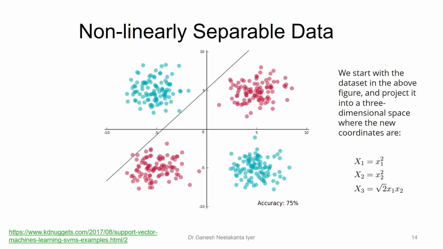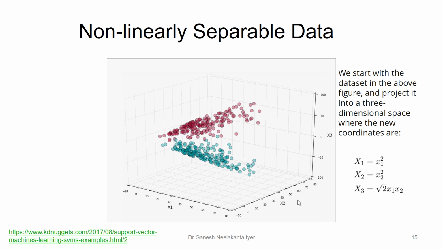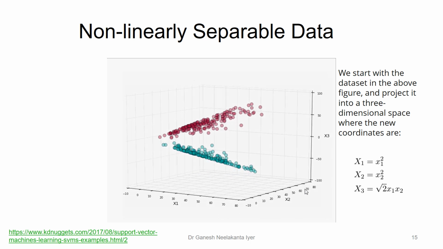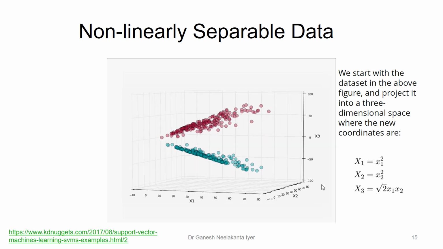Non-linearly separable data. See here, I have x and y. No matter, this line for example gives me an accuracy of 75% because this is correctly classified, this is incorrectly separated. So let's again do the same. We project it, so suppose x1 is x1 square, x2 is x2 square, and x3 is root 2 x1 x2. We get something like this. We start with the above data set in the above figure, project it into 3D with these new coordinates. You can see how it comes up.